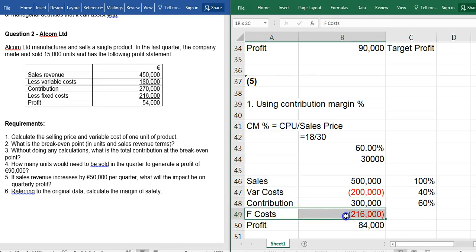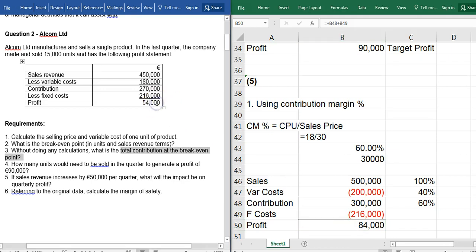Your fixed costs do not change. And now we see our profit has gone to 84. And you compare that 84 to the previous 54, and that means it's gone up by the 30. So we can prove we're right. Now that was a very tricky one. It's testing your knowledge of using the contribution margin ratio, but that was only one method. There is an alternative method I'll show you as well.